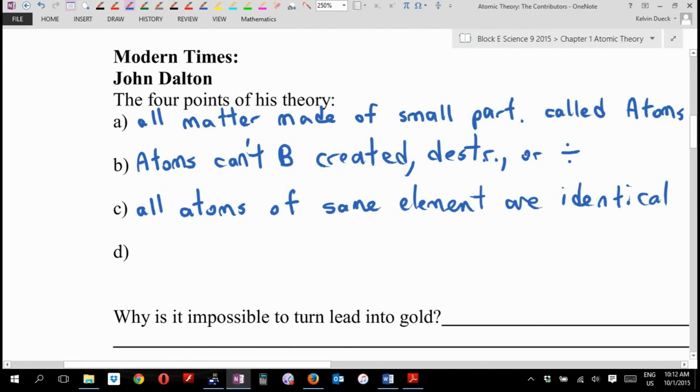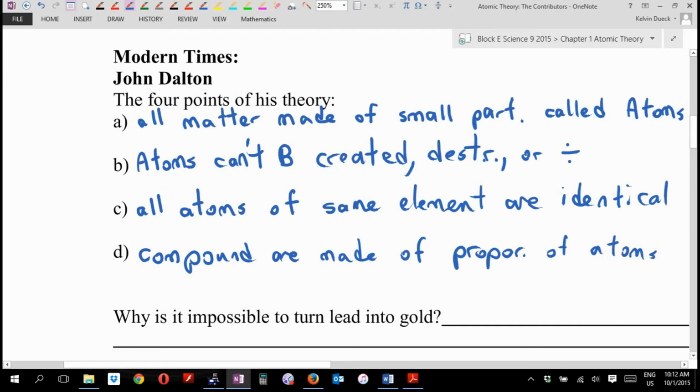And then the fourth one, this one's a little more obscure, but now he's going backwards to where he came from. He started out looking at compounds. He said, I think they're made up of smaller chunks. Then he said, well, that means compounds are made when atoms of different elements link together in definite proportions. Compounds are made of proportions of atoms. In other words, carbon dioxide is always one carbon, two oxygens. If it's not, it ain't carbon dioxide.